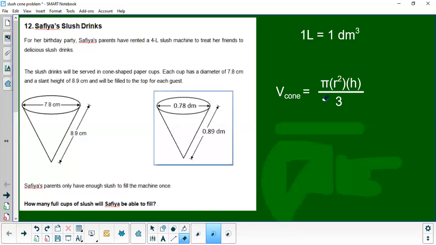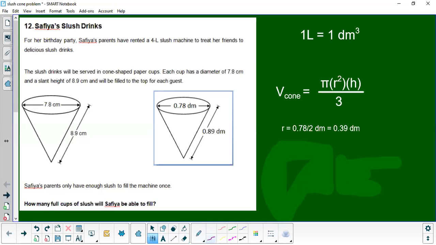So let's see, do we have the height? We don't have the height. We have to find the height. Do we have the radius? Well, we have the diameter. So that's simple. All we have to do is divide by 2. So let's divide by 2, and our radius is going to be 0.39 decimeters. Now that we have the radius, we have to find the height.